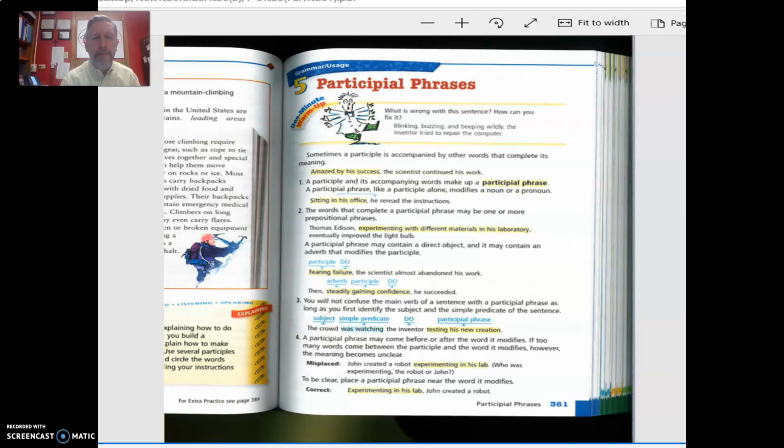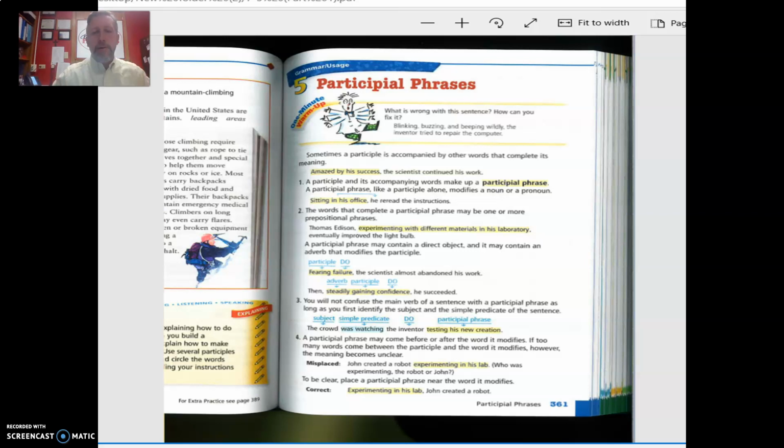So who do you think that amazed by his success modifies? Now, since it's an adjective phrase, it has to modify a noun. So remember: which one, what kind, or how many? Those are the questions that adjectives answer about nouns. So who was amazed by his success? That would be the scientist. So scientist is what that's modifying there.